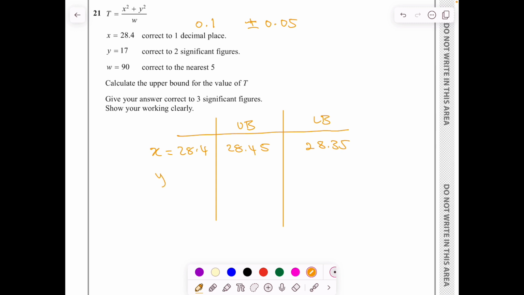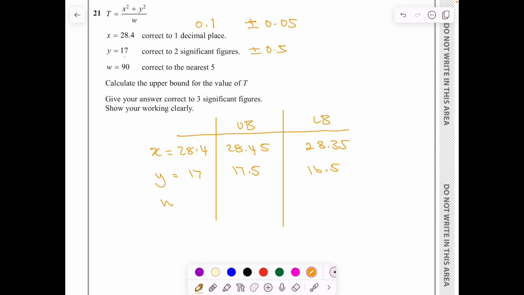Next one, y is 17. Now you've got to be careful with significant figures. Significant figures, in this case, it's to the nearest whole number. So half of 1 is 0.5. So my upper and lower bounds are going to be plus or minus 0.5. So my upper bound is 17.5. My lower bound is 16.5.